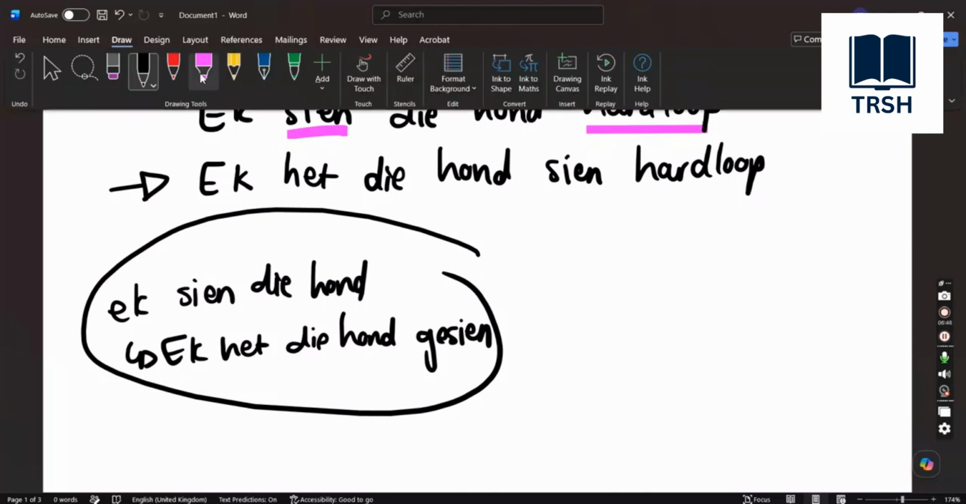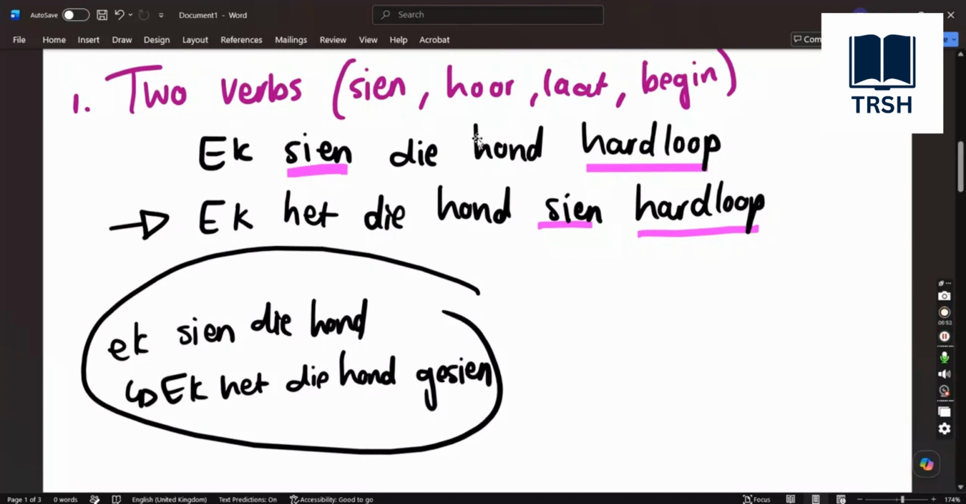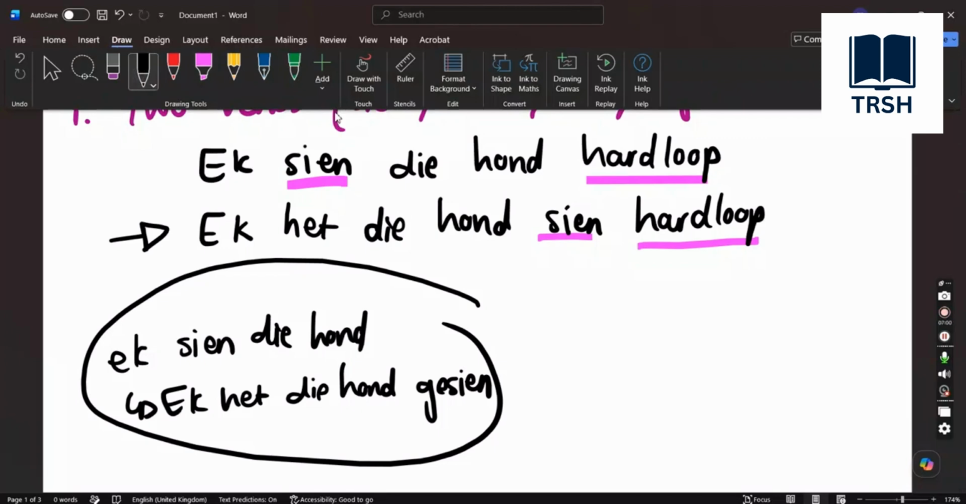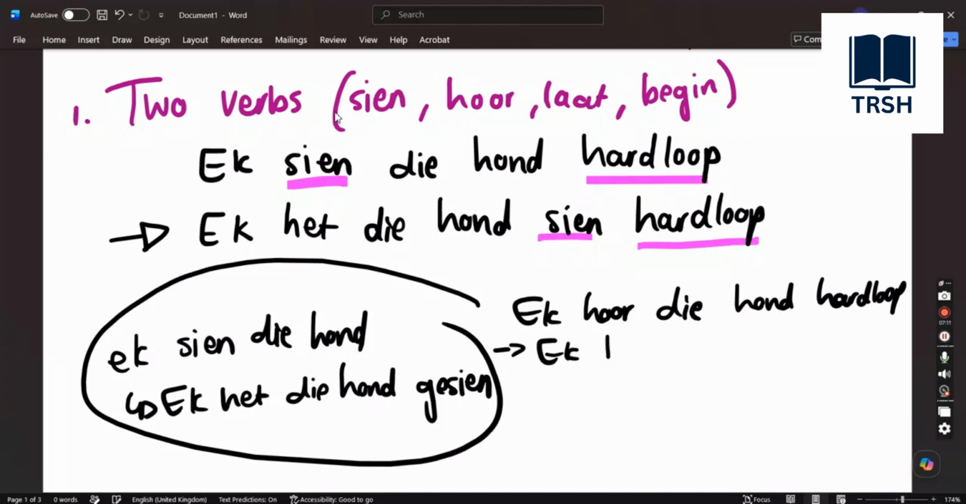So all you're going to do is have your "seen" and your "hardloop" next to each other like that. If it was "hoor", for example saying "ek hoor die hond hardloop", then your sentence would be "ek het die hond hoor hardloop".